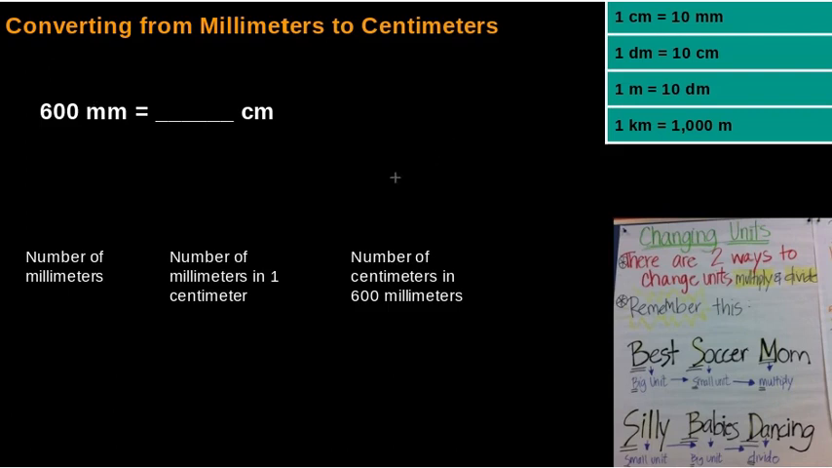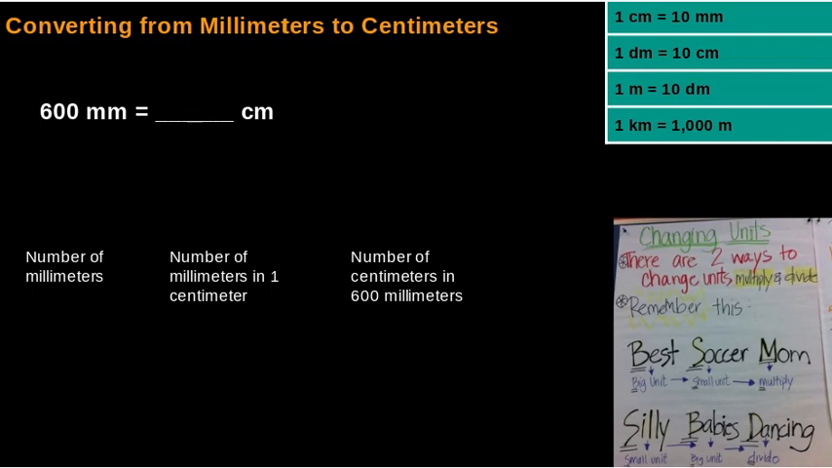All right. So silly babies dancing. Small unit to big unit, you divide. And there we go. 600, the number of millimeters in the question, divided by the number of millimeters in 1 centimeter. That's 10. And this would give you 60 centimeters in 600 millimeters. And there you have your answer.